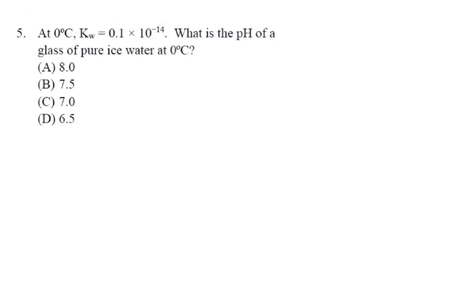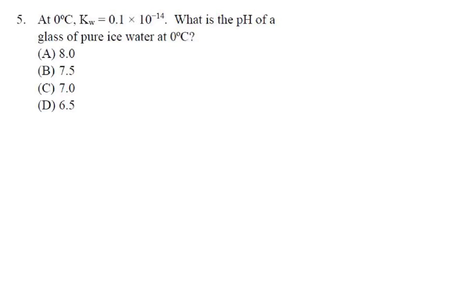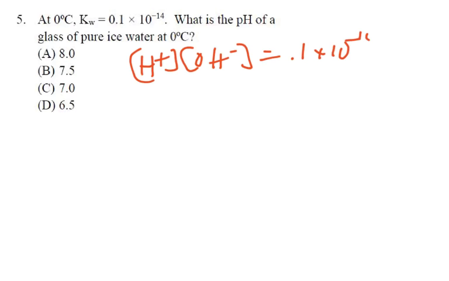Okay, number 5. The Kw at 0 degrees is 0.1 × 10⁻¹⁴. So what's the pH of a glass of pure ice water at 0 degrees? We have to go back and ask, what do we know about pHs? We know that the H+ concentration times the OH- concentration equals, now at 25 degrees it's 1 × 10⁻¹⁴. Here it is 0.1 × 10⁻¹⁴.